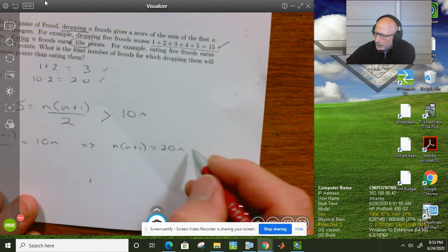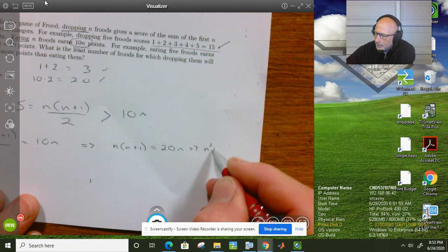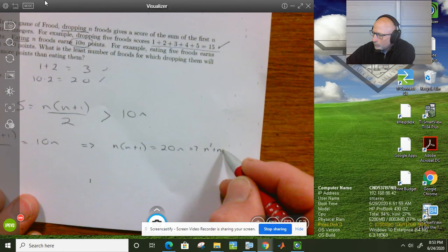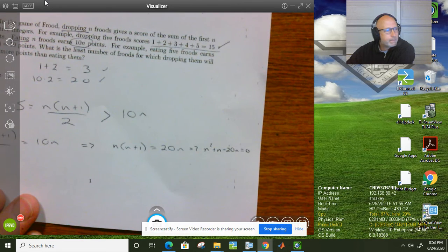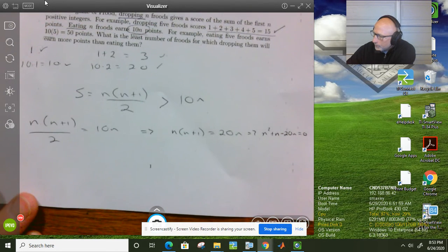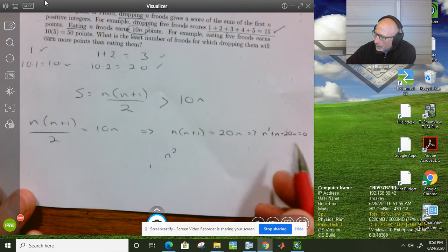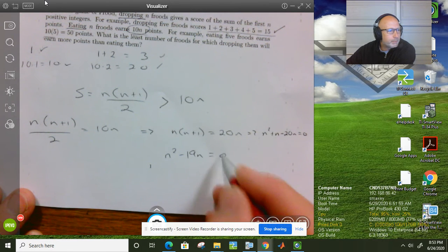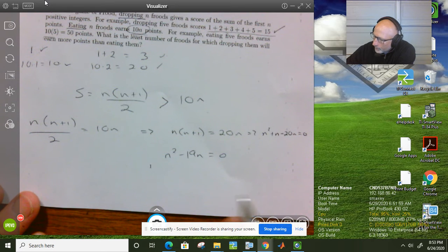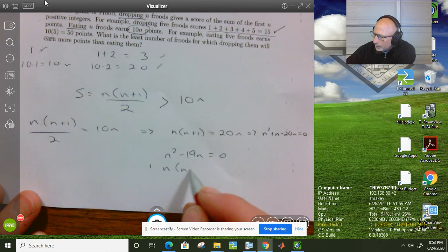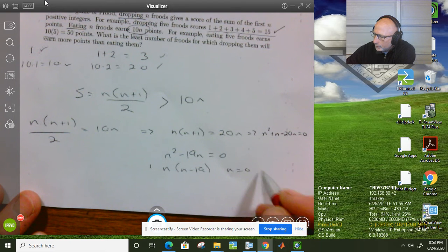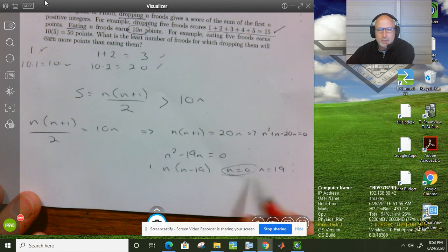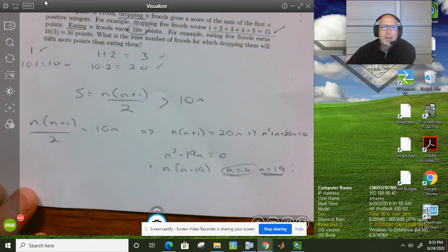Okay, which gives me then n squared plus n minus 20n is equal to 0. So keep solving. I have n squared, n minus 20n is minus 19n, is equal to 0. So factoring out an n, I have n times n minus 19. So I have n is equal to 0 and n is equal to 19. So obviously, if we didn't do any of them, they'd be equal to each other. And they'd also be equal to each other when we have done 19.